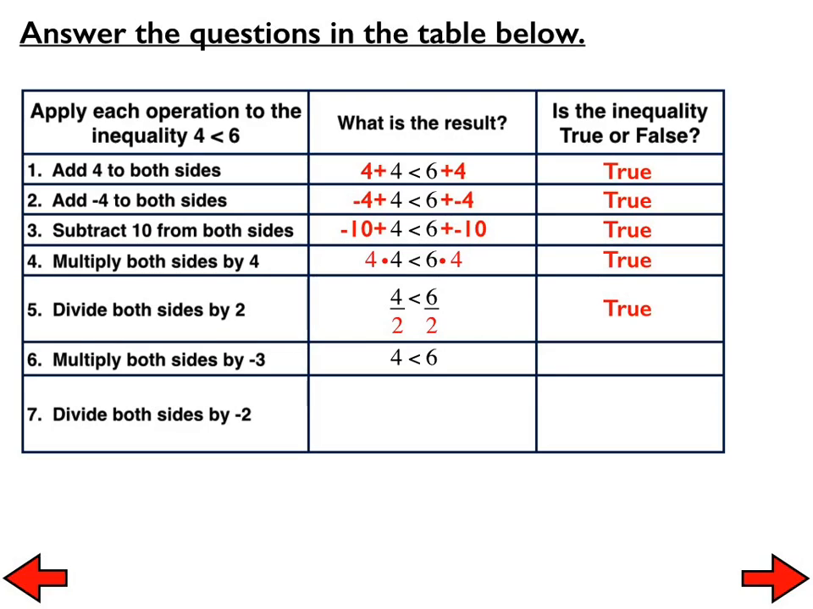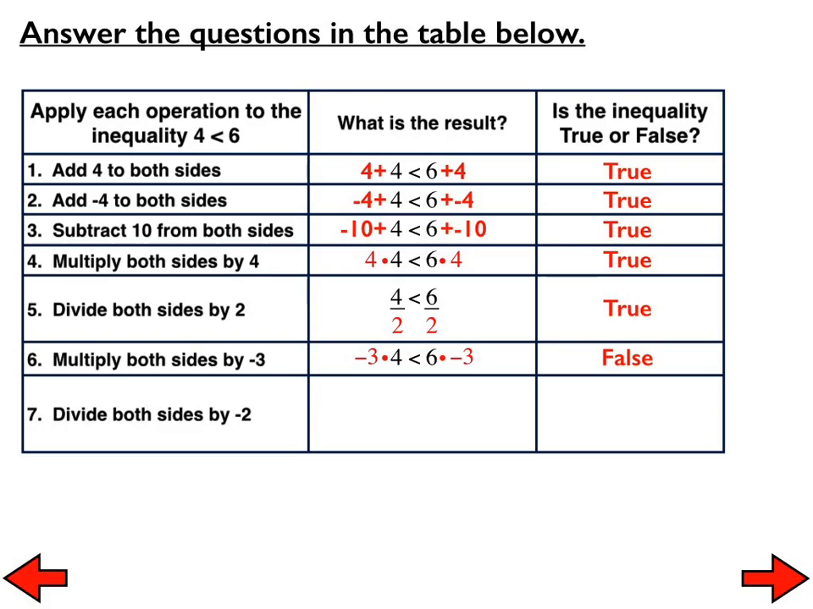Okay? Start with 4 is less than 6, and let's multiply both sides by negative 3. And I'm going to stop for a second. So I had you shoulder partner that one, and overwhelmingly I heard false. And the reason is because negative 3 times 4 is negative 12. 6 times negative 3 is negative 18. Negative 12 is not less than negative 18. It's greater than negative 18.